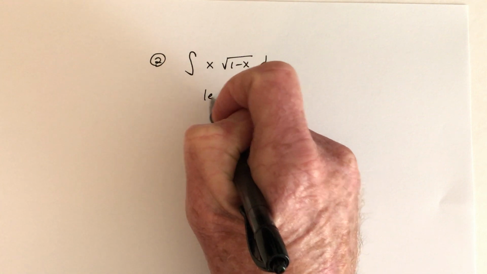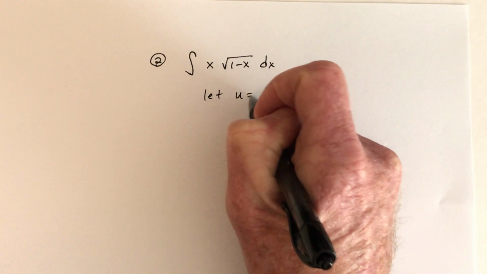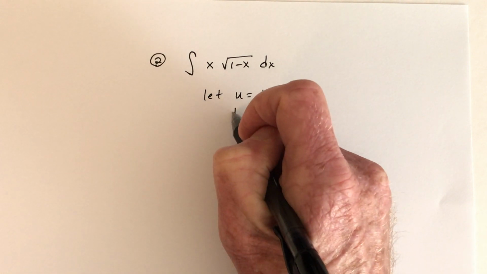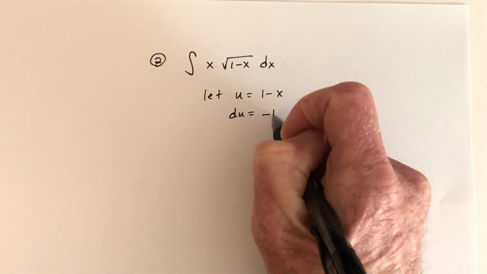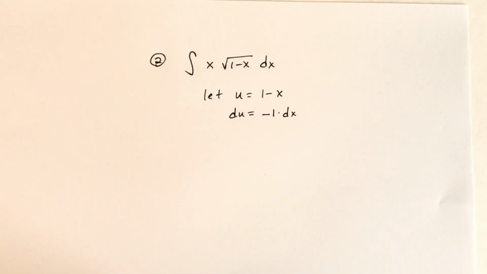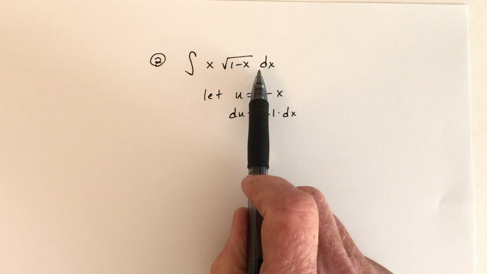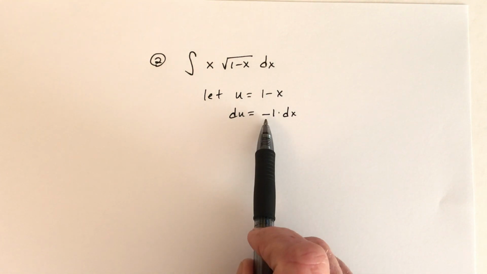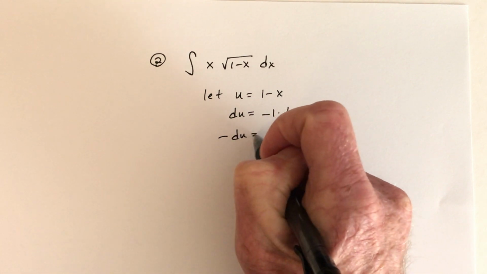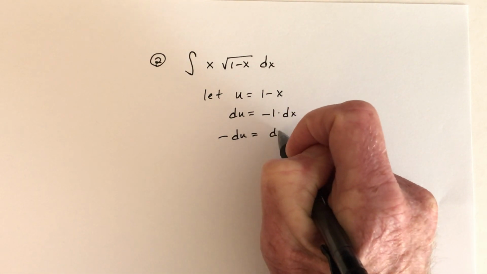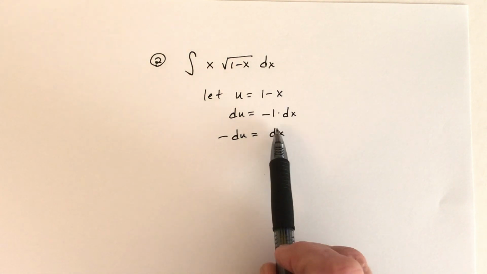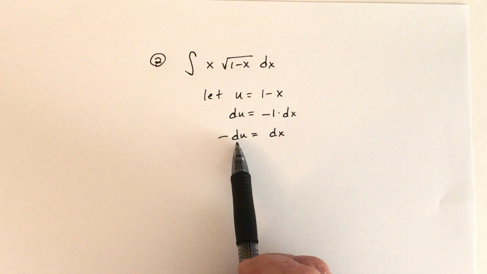So let u equal 1 minus x. And then take the derivative. So the derivative will equal just a negative 1 times dx. So this does not have a negative 1 dx, so I can take this negative and transfer it to the other side. And then it's just going to say dx on the right side. So I know what to replace the dx with. That's going to be the negative du.